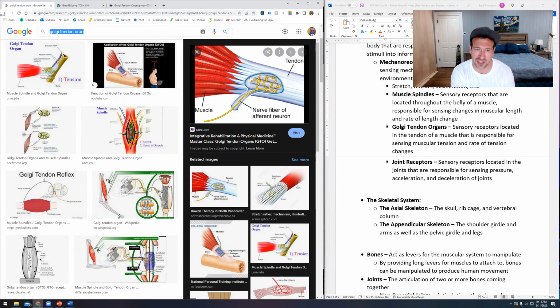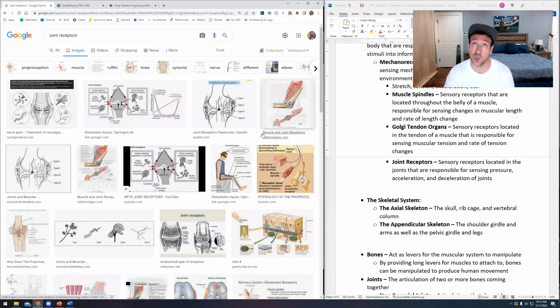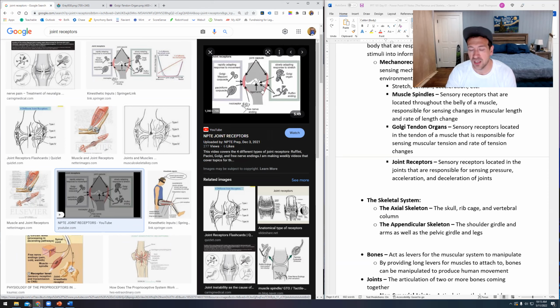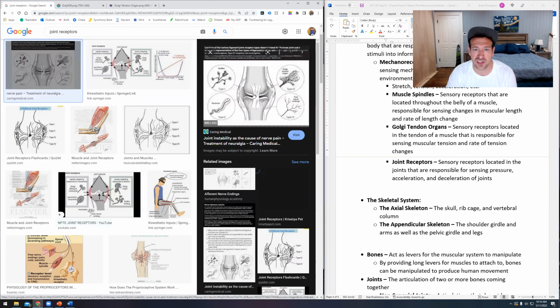But there's Ruffini corpuscles, which is hard to say, Pacinian corpuscles. There's a lot of different Ruffini endings. There's a lot of different types of receptors. We're just going to say joint receptors in general. And their job is to live in the capsule of a joint.